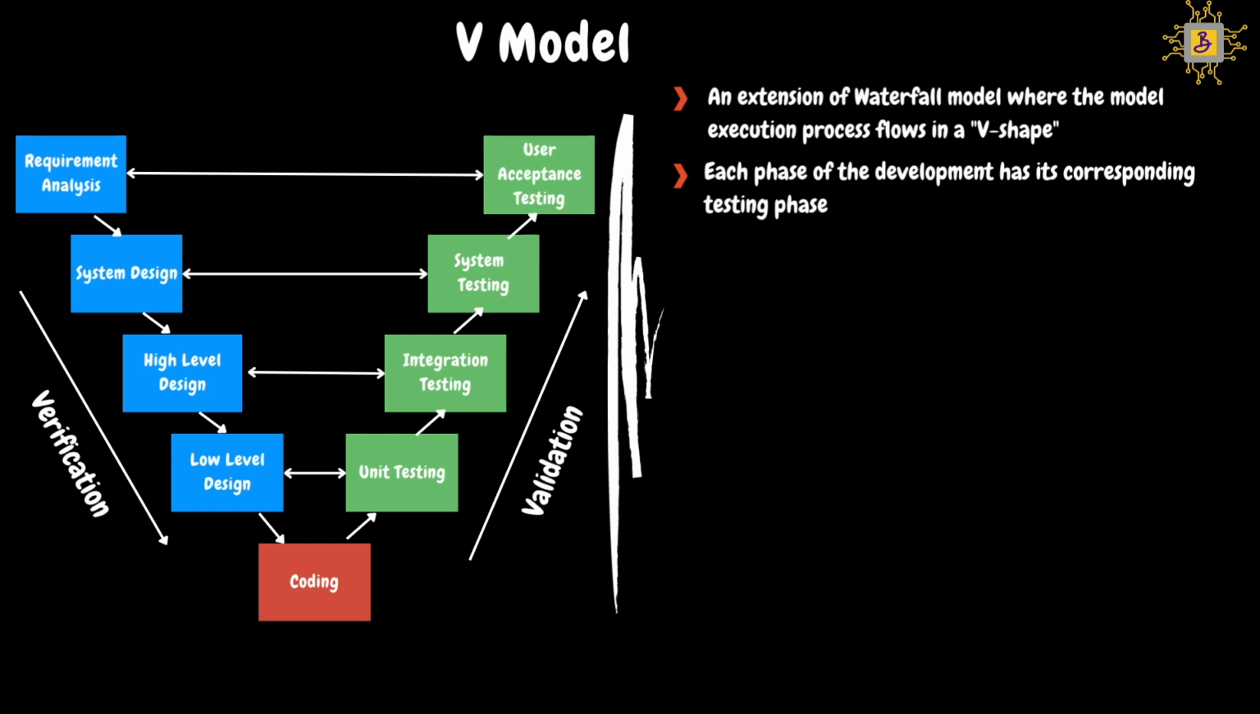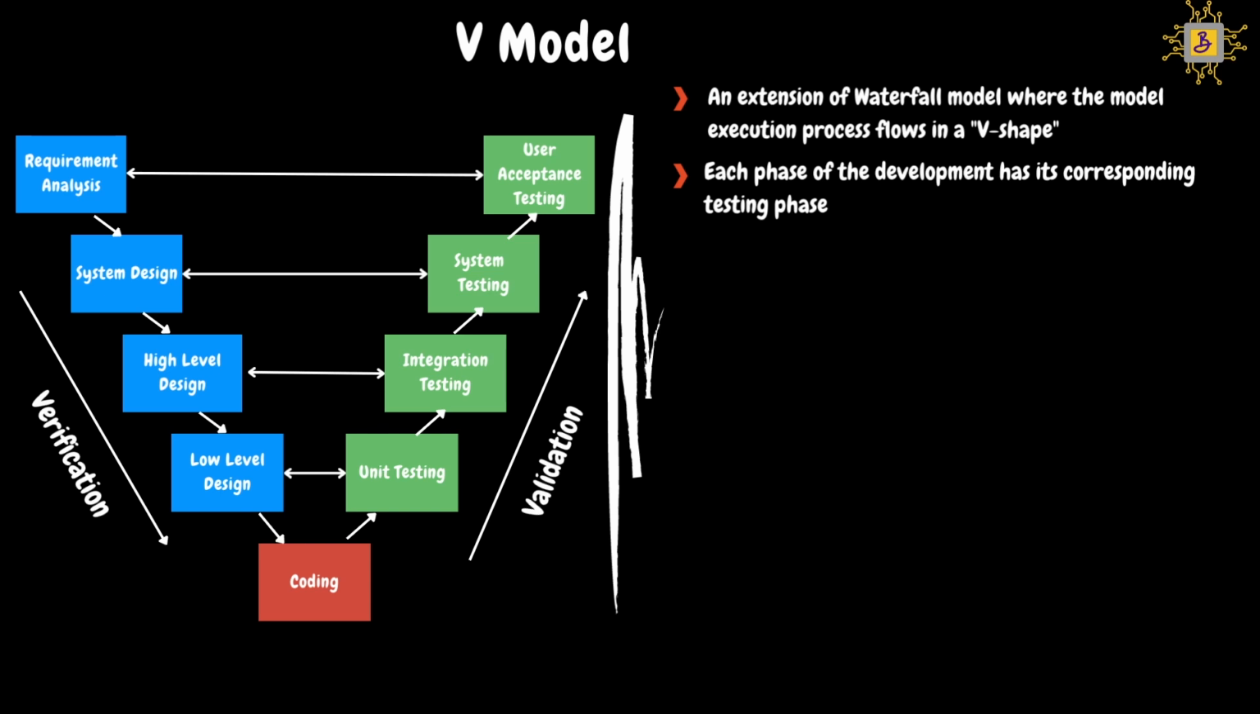So the V model and waterfall model are the same, except the test planning and testing start at an early stage in the V model. Basically, this model can be divided into 2 phases: verification phase and validation phase. In the verification phase, the requirement analysis, system design, high and low level design activities will be carried out. So in these phases, the static testing technique will be carried out. That means all the documents will be tested in the form of reviews or walkthroughs.